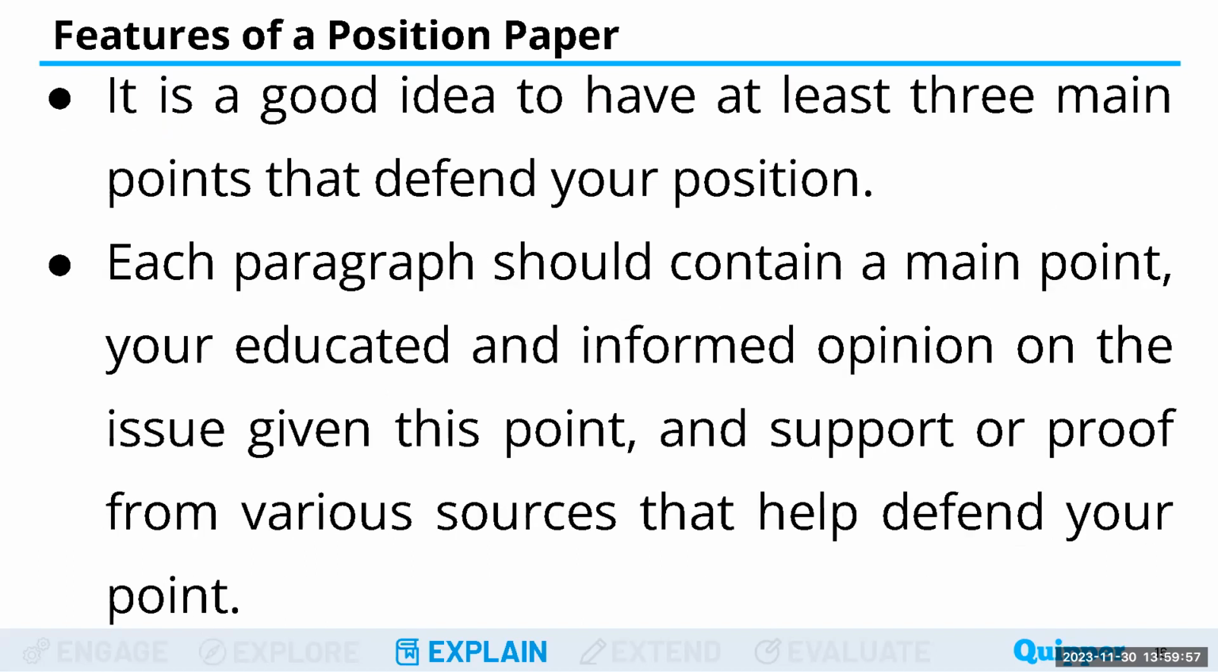Okay? It is a good idea to have at least three main points that defend your position. Each paragraph should contain a main point, your educated and informed opinion on the issue given this point, and support or proof from various sources that help defend your point. Meaning to say, when we talk about your points or your paragraphs containing a point, it should be educated. Meaning, class, dapat na-research na ninyo siya, na-verify na ninyo siya, your informed opinion. That your opinions are now derived from the research that you've had. Dili lang because nahimo mong emotional in dealing with the said side or topic.